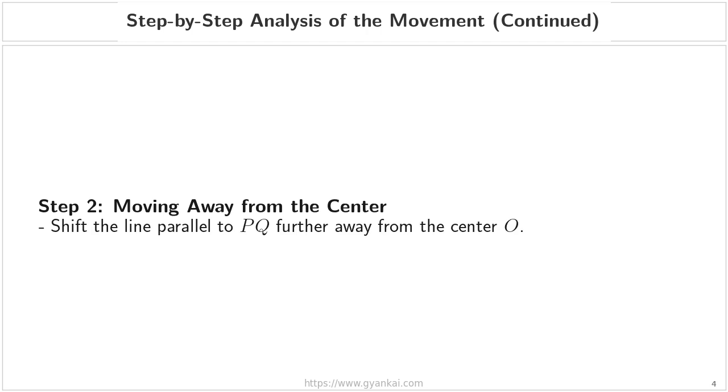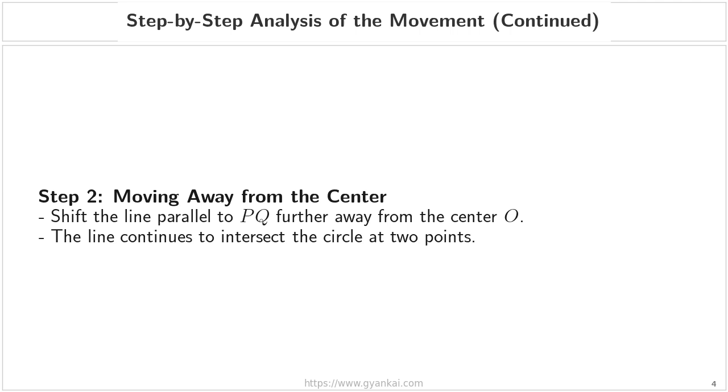Step-by-step analysis of the movement continued. Now that we have established our starting point with the initial secant line in Step 1, let's move on to Step 2, where we begin the actual movement. Imagine we are now shifting that line, PQ, so that it moves parallel to its original position, but specifically in a direction that carries it further away from the center, point O.